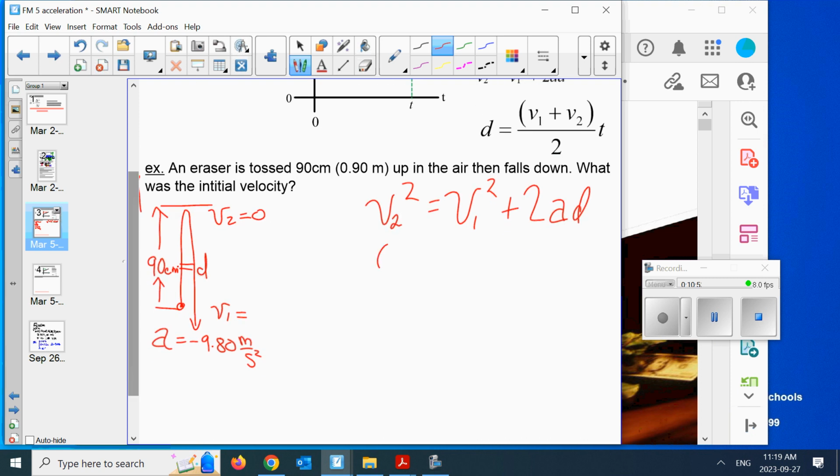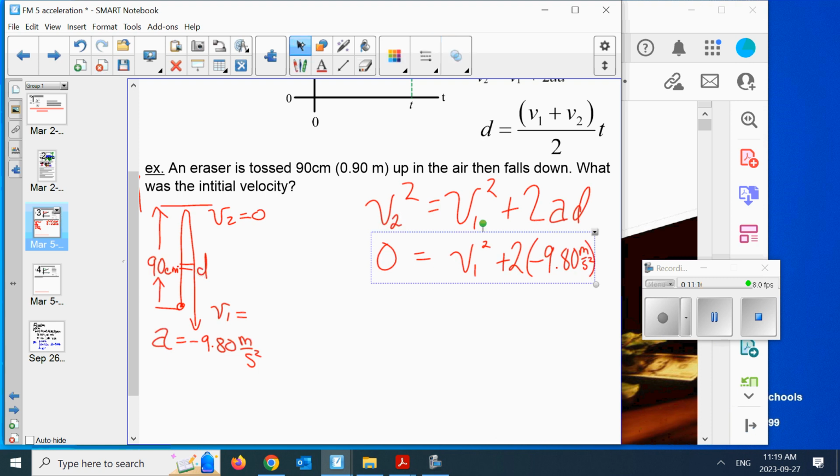V2 is 0, so that makes things easy. I don't have to square it. V1 is what we're looking for. 2 times, I'm going to put the negative in there, negative 9.8 meters per second squared. I'm going to just scoot that over a little bit.